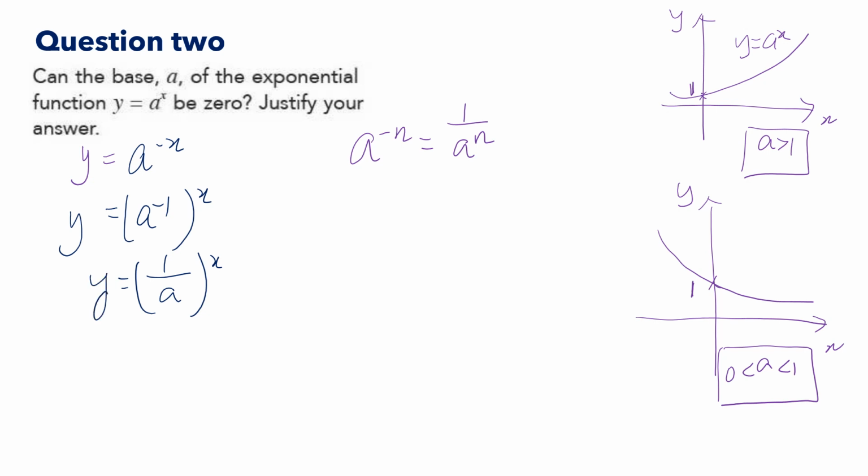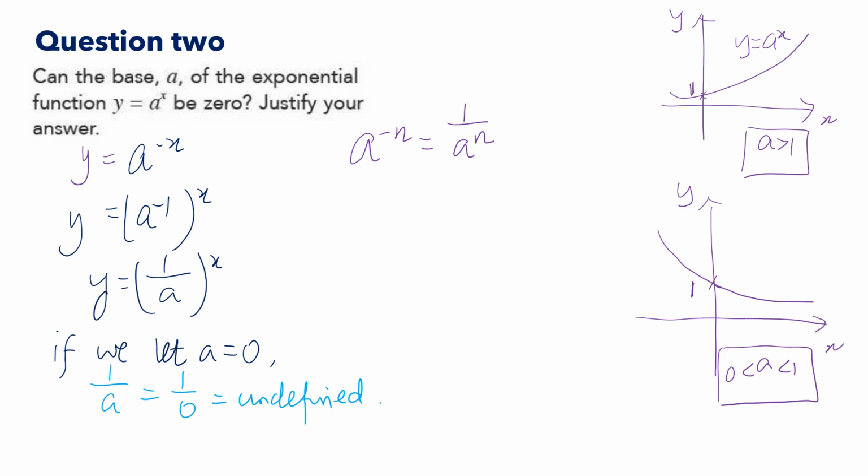Okay, so if we have a situation like that, and if we let a equal 0, what happens? What you end up with is y equals 1 over 0, and 1 over 0 is undefined. If you let a be 0, then 1 over a will be 1 over 0, which is undefined. So therefore we can't have a curve when a is equal to 0.